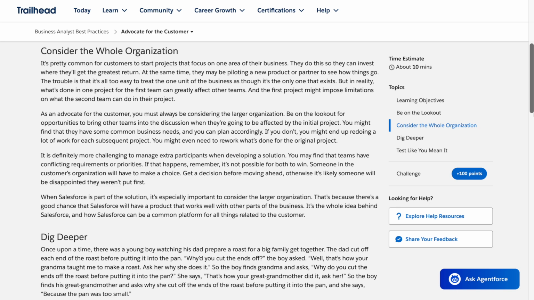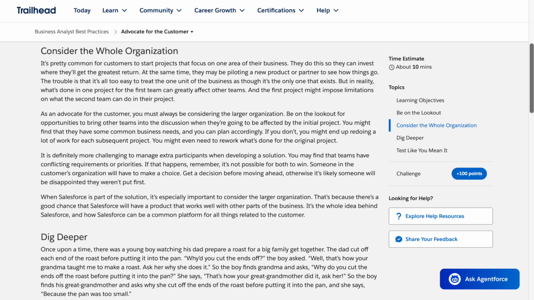As an advocate for the customer, you must always be considering the larger organization. Be on the lookout for opportunities to bring other teams into the discussion when they're going to be affected by the initial project. You might find that they have some common business needs, and you can plan accordingly. If you don't, you might end up redoing a lot of work for each subsequent project. You might even need to rework what's done for the original project.